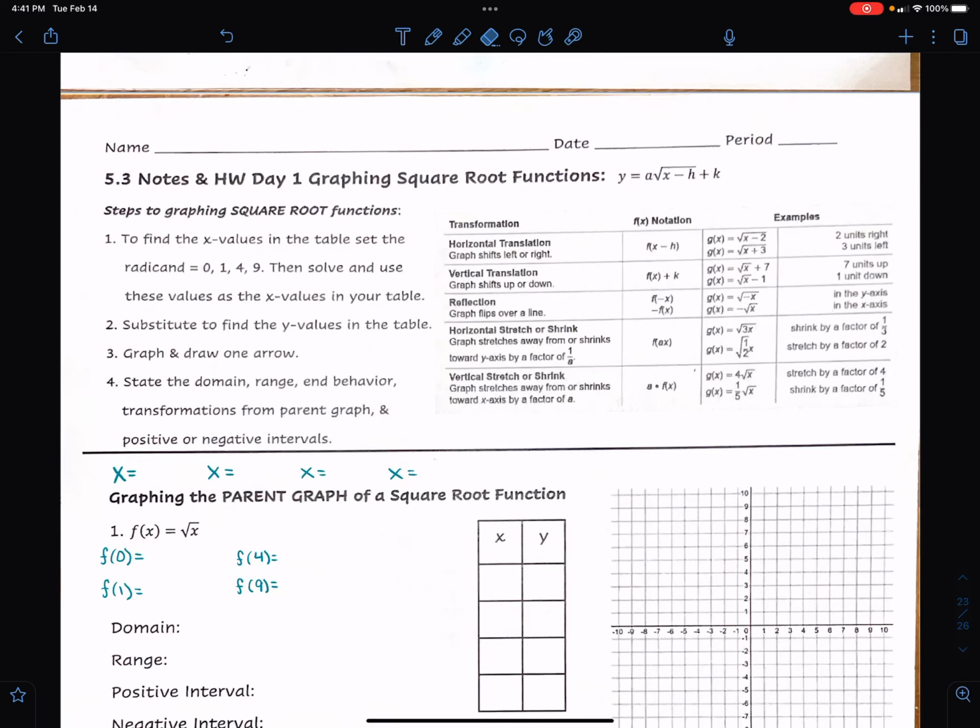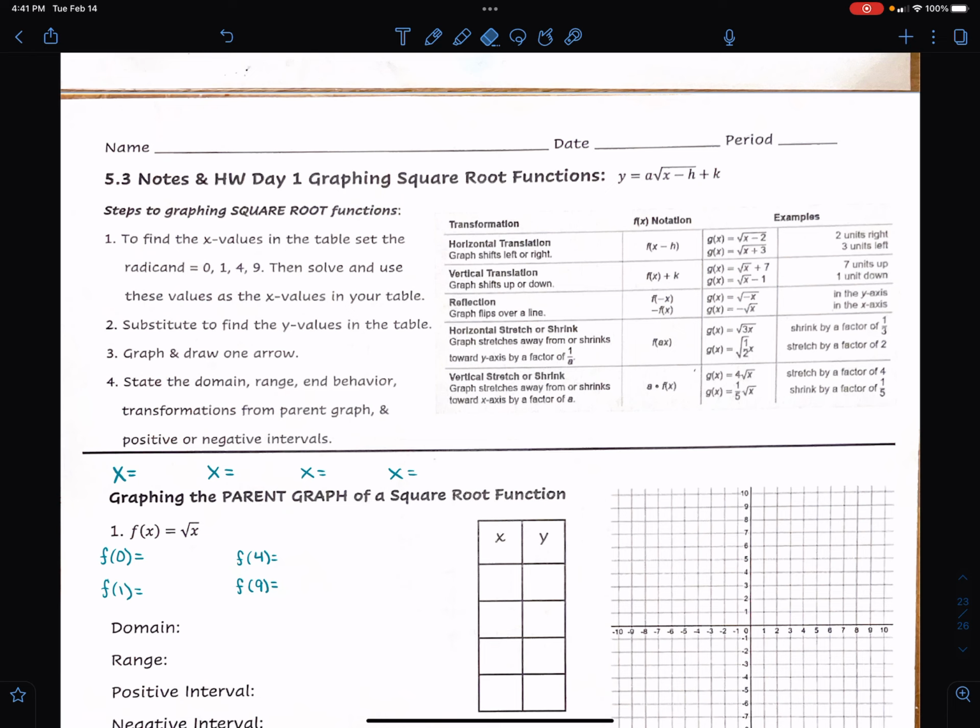Hi everyone, I'm going to go ahead and start with 5.3. It is the notes and the homework for graphing square root functions. I'm going to be going over examples 1 through 3, and then 4 and 5 are your homework that is due by the beginning of class tomorrow.